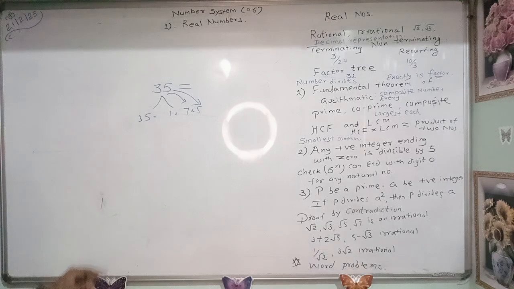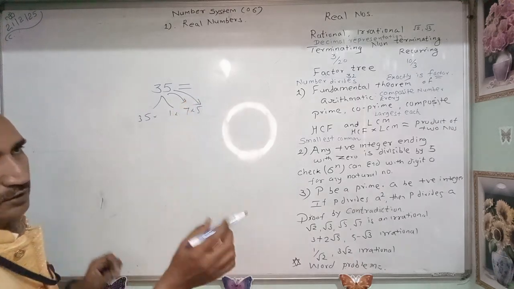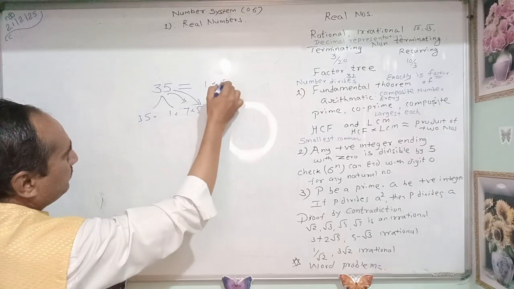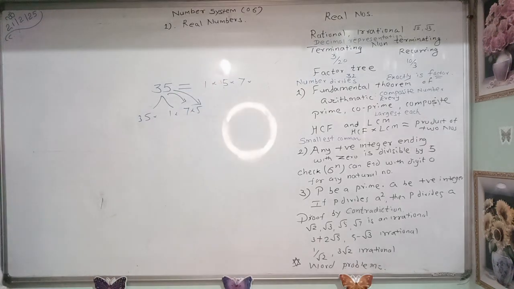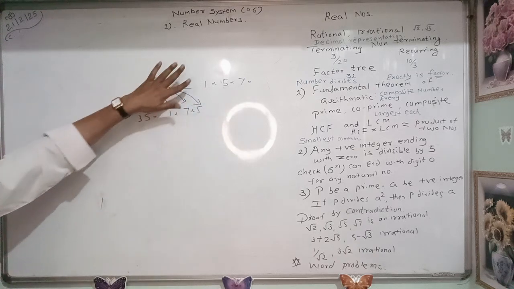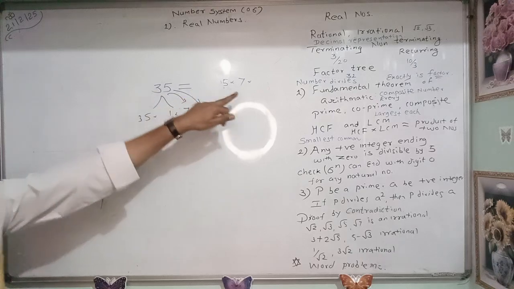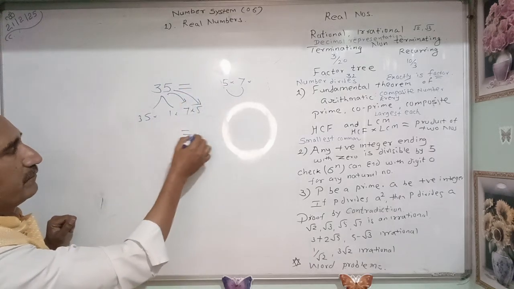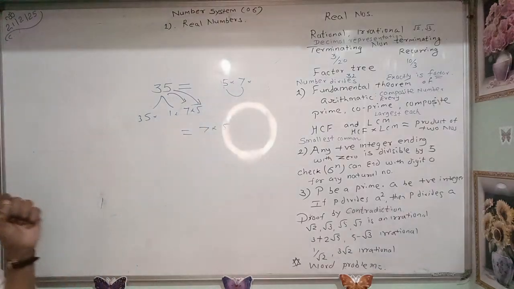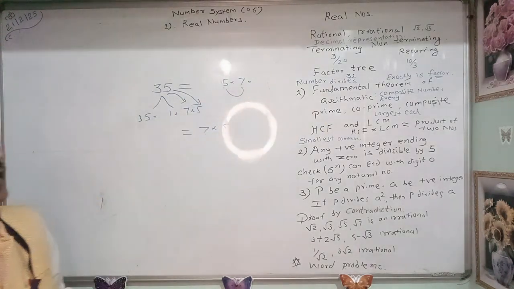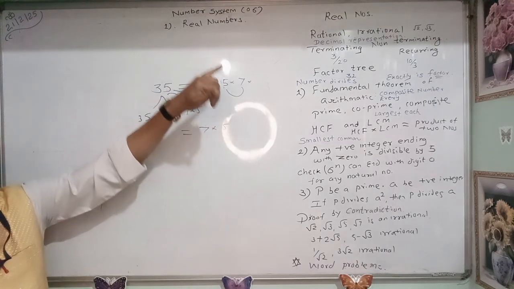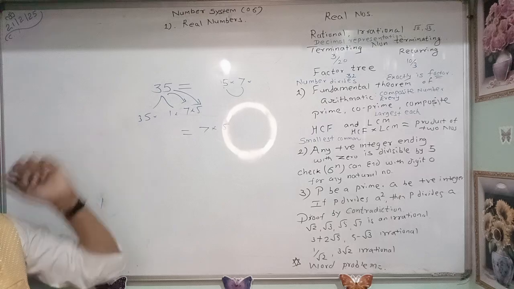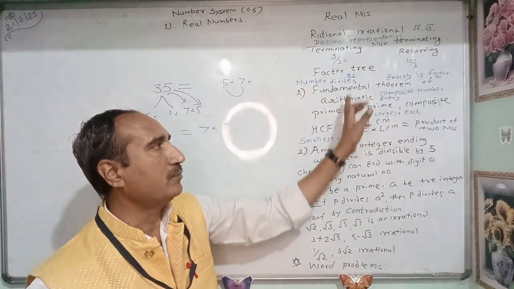Now this composite number can be expressed in the form of primes. It is 1 into 5 into 7. So 5 into 7 into 1, the product of the primes, that is 5 into 7. Now their order is not important. The way they occur, the order is not important. We can write 7 into 5 or 5 into 7. So every composite number can be expressed as a product of its primes, irrespective of the order of the product, 5 into 7 or 7 into 5. So this is called the fundamental theorem of arithmetic.